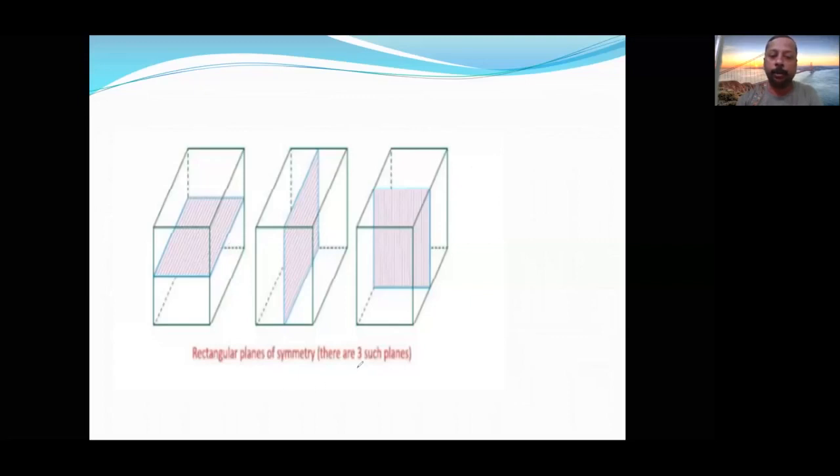And how many are there? There are three. See, this one is horizontal. This is vertical but perpendicular to us. Now this is vertical but parallel to us. Understood? So this is one plane, this is another plane, and this is the first plane.